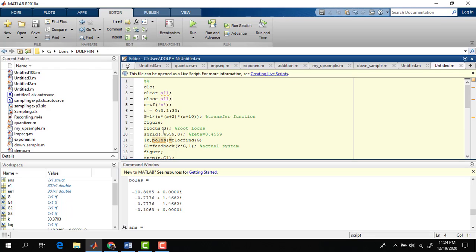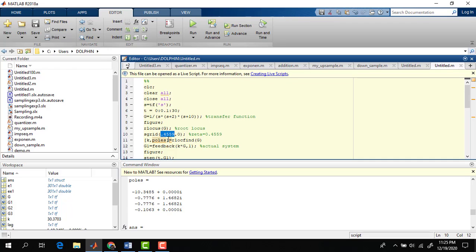rlocus is the command for drawing the root locus. And sgrid will help you find the intersection between the sgrid line and the root locus. The intersection between the sgrid line and the root locus will actually be our dominant pole, and this sgrid line will be drawn as a function of this zeta that we calculated.